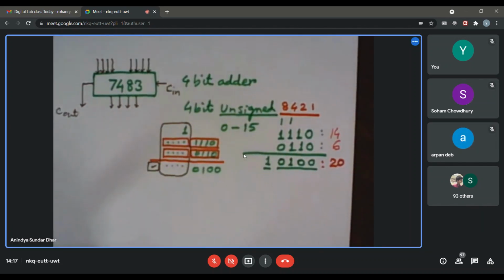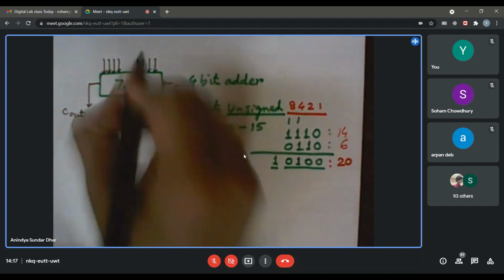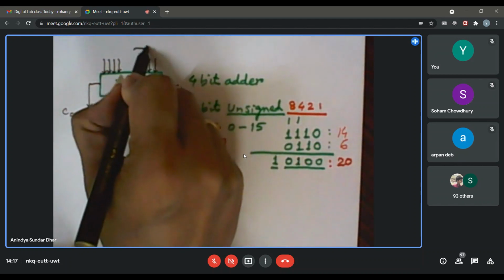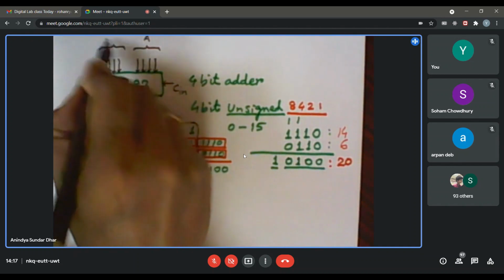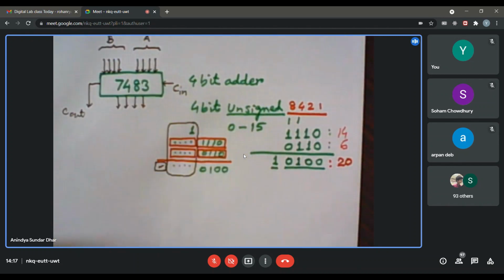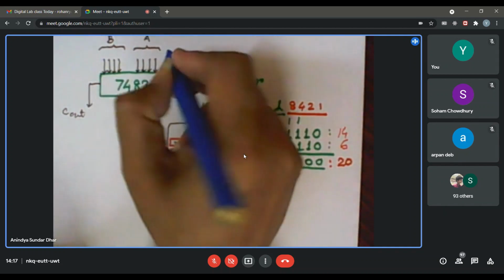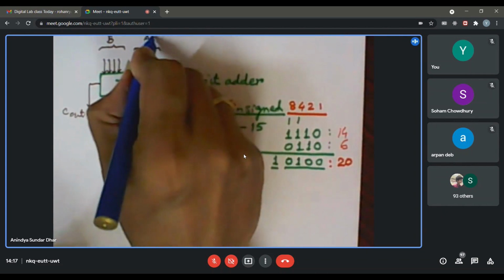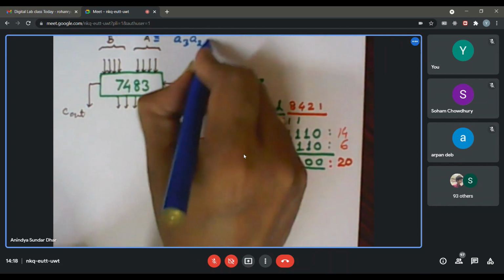So here, in this 7483, what are the pins you are expecting? 4 bits for input. Sometimes you call that operand A, the other operand B, and just to indicate some particular line, maybe it is the LSB of A, you represent them through A0, either lowercase or uppercase. So you may say that A is basically equivalent to 4 bits: A3, A2, A1, A0.